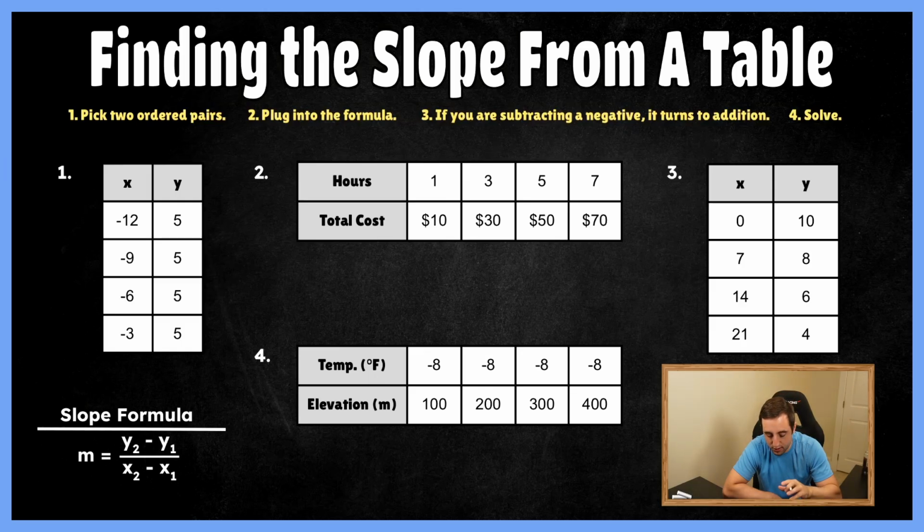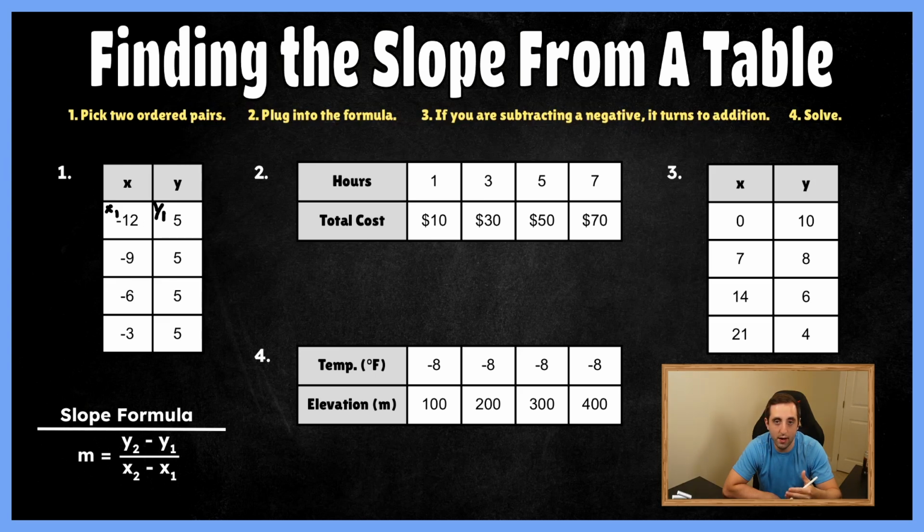So let's go ahead and find the slope of the table for number one, utilizing slope formula. The very first thing you want to do is pick two ordered pairs. The ordered pair that I'm going to start with is negative 12, 5. So we're going to label that x1, y1. And the next ordered pair that we're going to pick, it doesn't really matter which ordered pairs you pick. I didn't have to pick negative 12, 5 to start. I could have picked negative 6, 5.